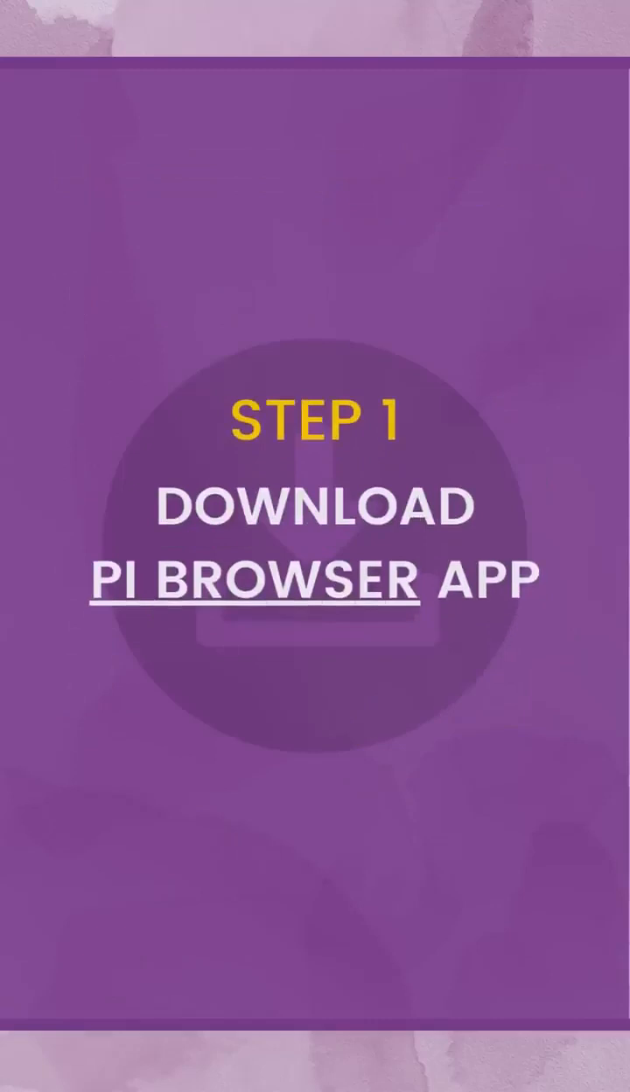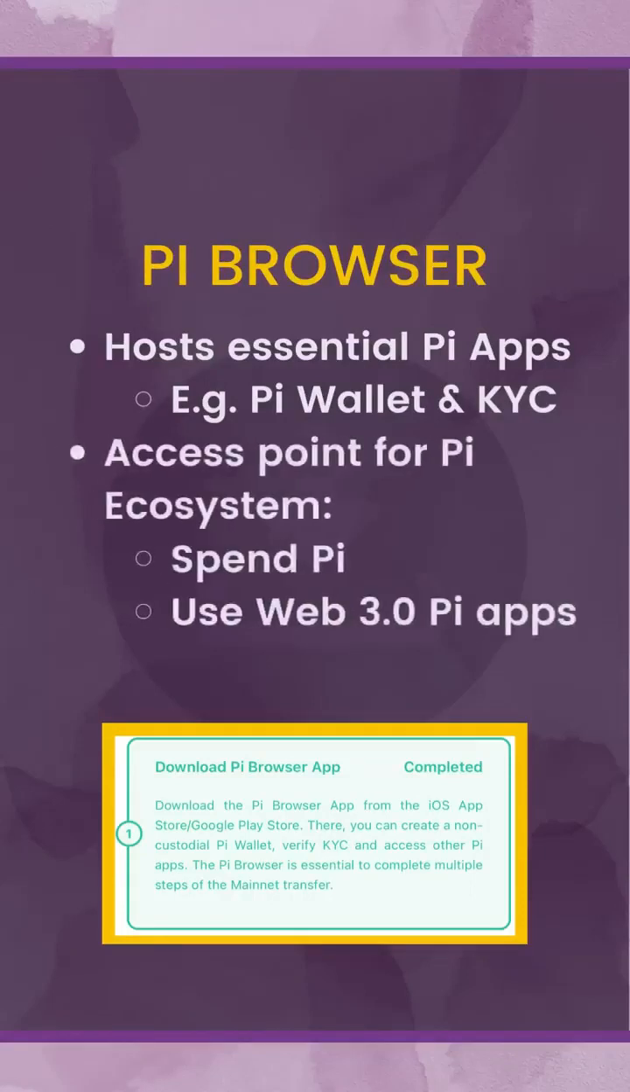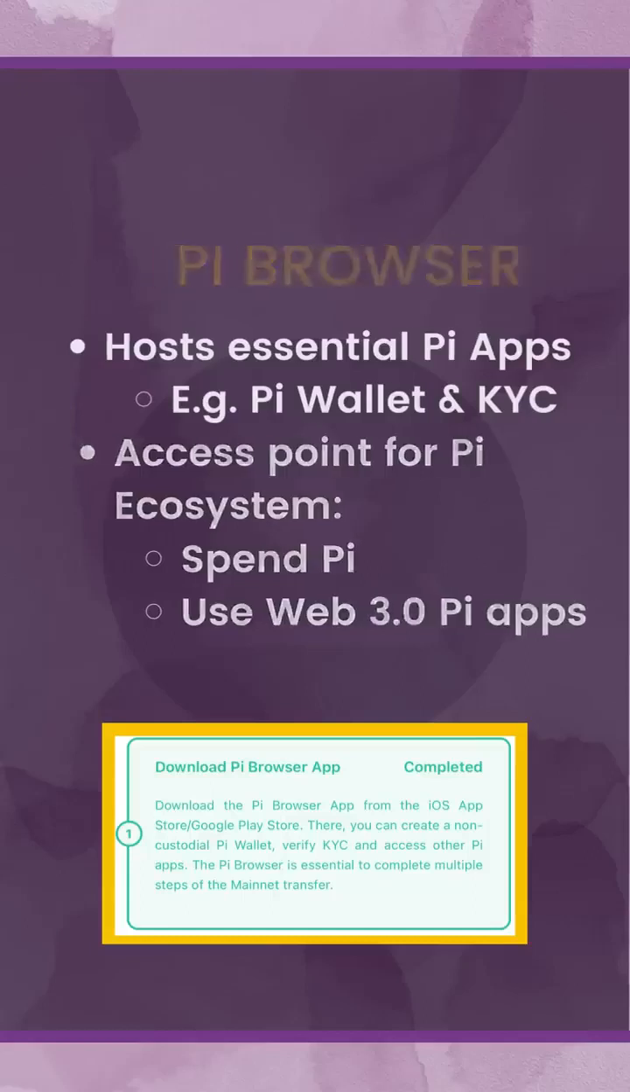Step 1. Download the Pi browser app. Essential ecosystem Pi apps such as the Pi wallet and the Pi KYC are available on the Pi browser, which can be downloaded from the iOS App Store or Google Play Store. This is your one-stop access point for the Pi ecosystem, where you'll be able to spend Pi for goods and services and use Web 3.0 Pi apps whose backend interacts with the Pi mainnet.